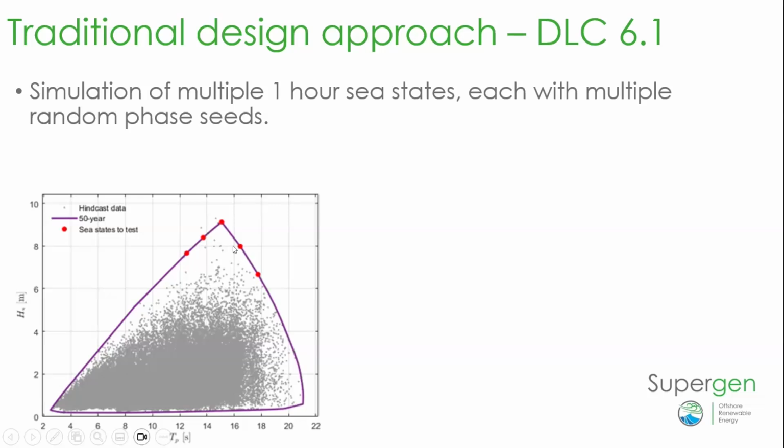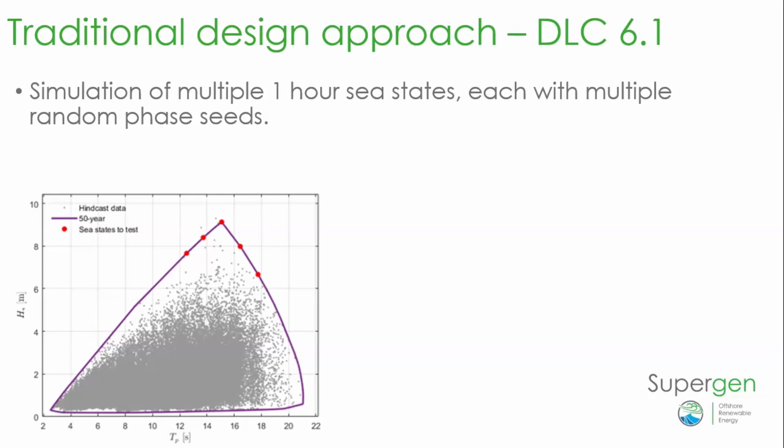For each of these red dots, these sea states, you would be simulating 6 1 hour irregular wave and turbulent wind time series. That's 6 as a minimum. Then to get a design value, we take the maximum response occurring in each of those 6 simulations, take the average, and then multiply that value by a partial safety factor. This can be quite time consuming.